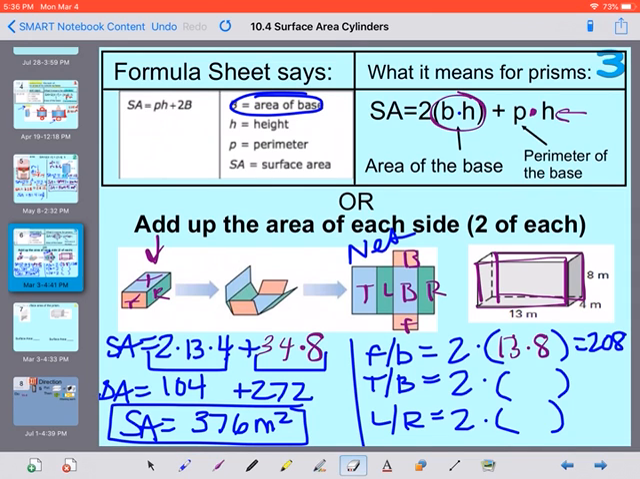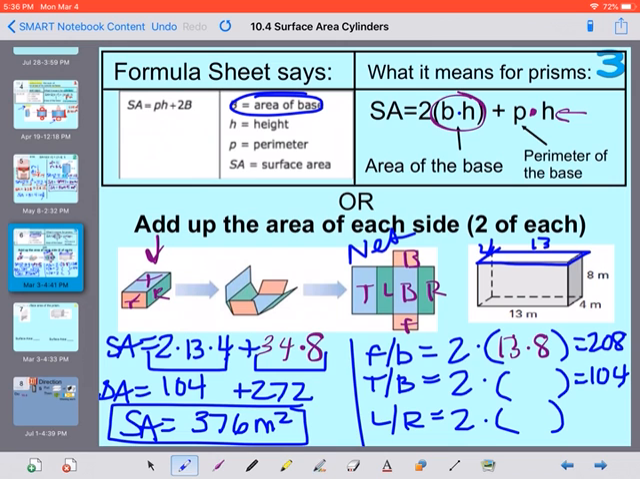There are also 2 top and bottom. So if we look at the top and the bottom, they are the same shape. Base is 13, and our height, or left to right here, is going to be 4. 13 times 4 is 52, but there's 2 of that shape, so times 2, we get 104.